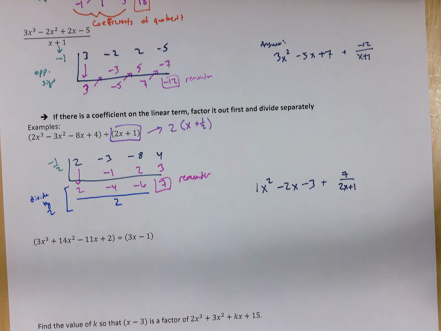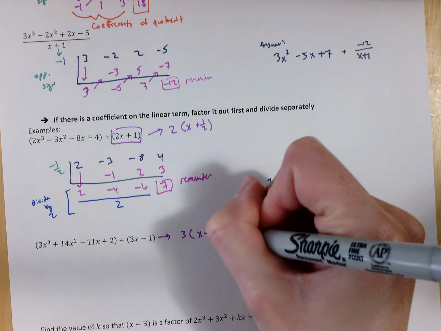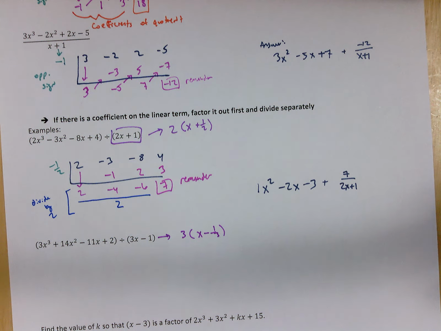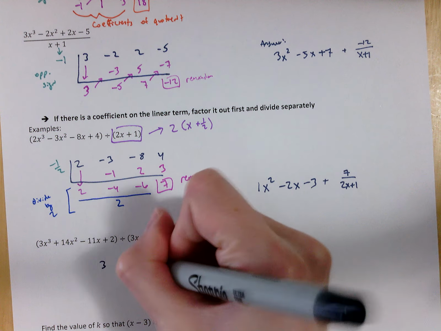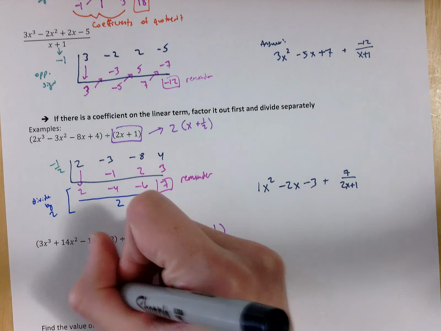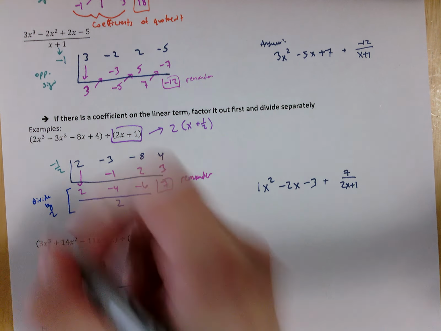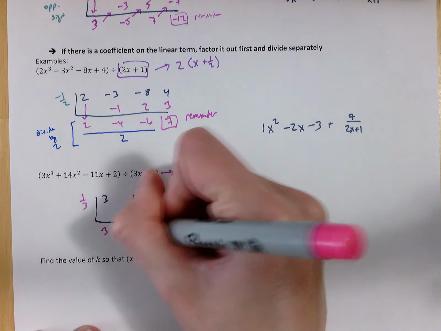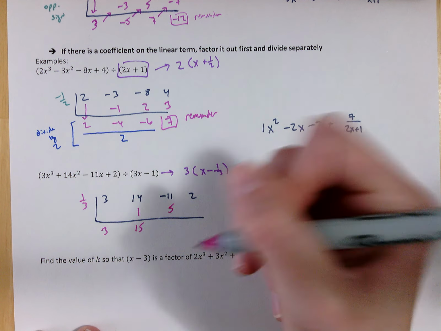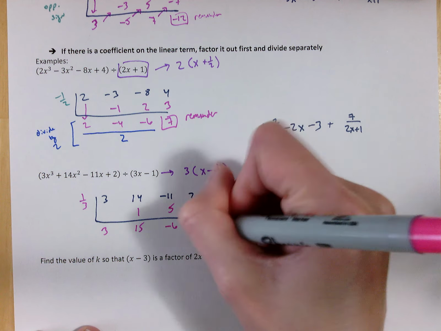All right, so let's try that again with this next one. I'm going to do the same thing here. I'm going to factor out that 3 and make that x minus 1/3. Then I'm going to use my coefficients, making sure there are no missing terms. So 3, 14, negative 11, 2. I'm going to start by dividing by the opposite sign, so it'll be 1/3. The 3 comes down. 1/3 times 3 is 1. That adds to 15. 1/3 of 15 is 5. That adds to negative 6. And 1/3 of negative 6 is negative 2, which leaves me with 0.